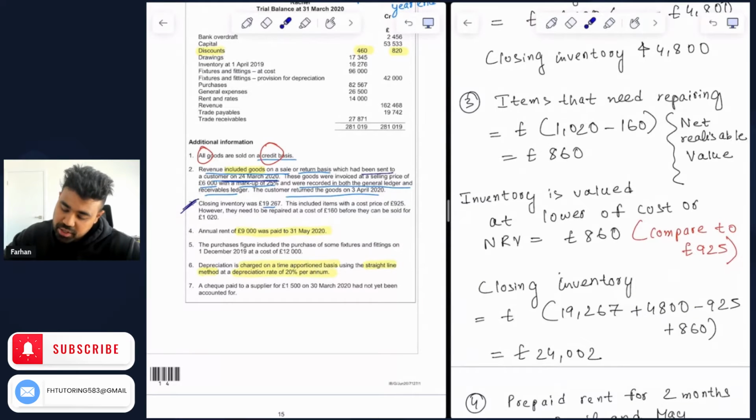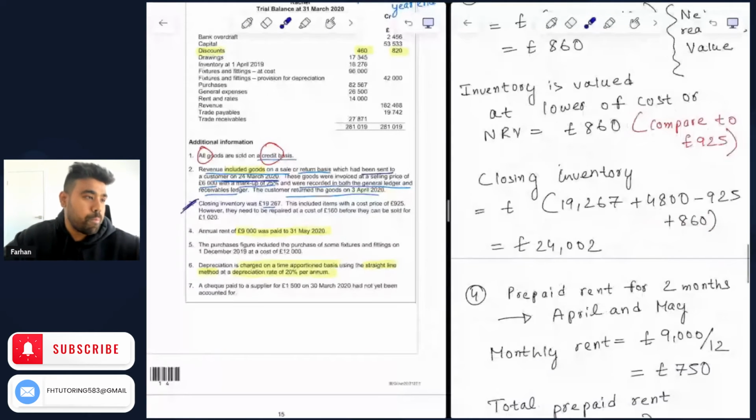And then we are subtracting £925 to first remove the cost of the items that need repairing, and then adding an additional £860, which is the net realizable value being the lower of cost and net realizable value, to get the final answer of £24,002 for closing inventory. You can expect something similar in the exam, so make sure you understand this very carefully. Let's move on to additional information number 4.